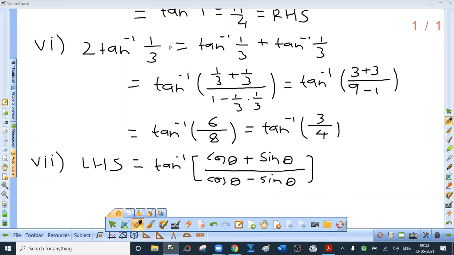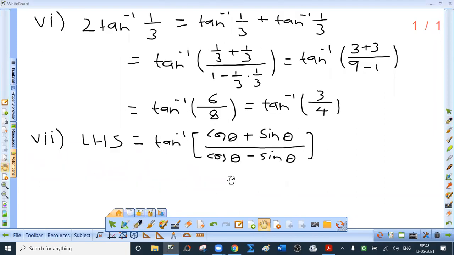Okay. Sum number 7. Prove that tan inverse of (cos theta plus sin theta) upon (cos theta minus sin theta) is pi by 4 plus theta, if theta belongs to the open interval minus pi by 4 to pi by 4. Okay. So begin with LHS. What is LHS? It is tan inverse of (cos theta plus sin theta) upon (cos theta minus sin theta).